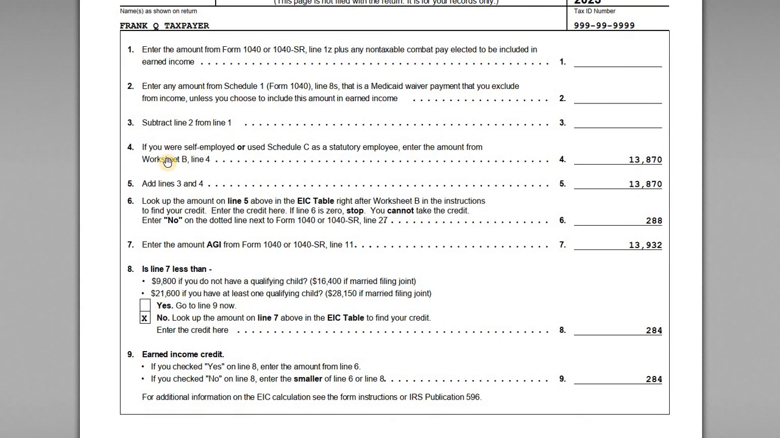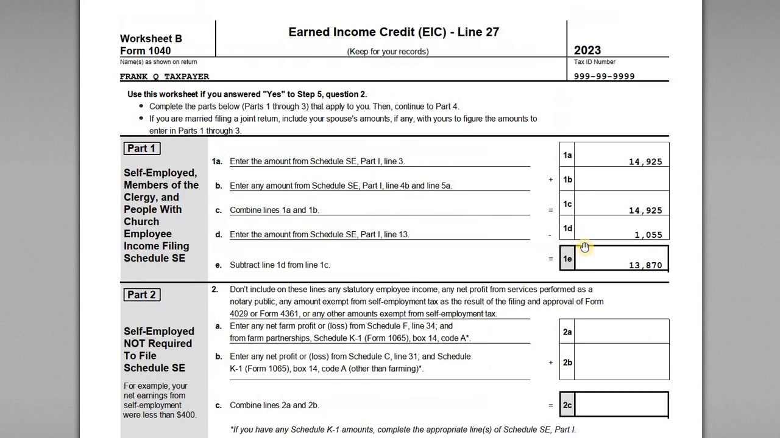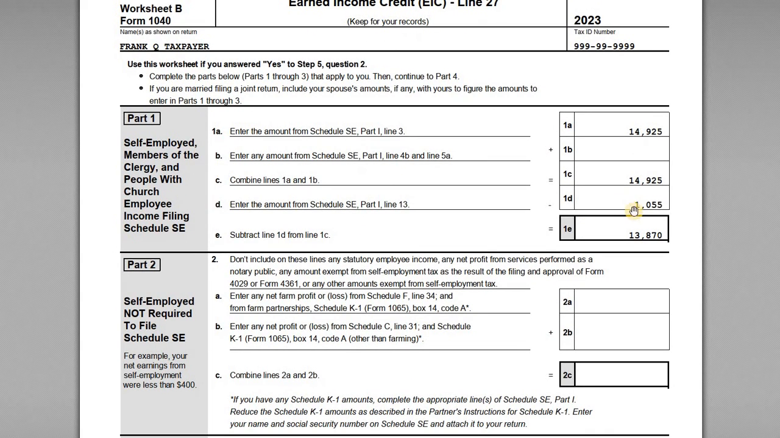So moving on to line 4, as it states here, if you were self-employed or you're using Schedule C as a statutory employee, enter the amount from Worksheet B, line 4. So now we have to look at Worksheet B. Worksheet B is effectively asking us to find our net profit from the business before accounting for taxes and then deduct 1/2 of those self-employment taxes. So we've got the net profit up here, $14,925. That's from Schedule SE Part 1, line 3. And then we have the deductible part of the tax from Schedule SE Part 1, line 13.